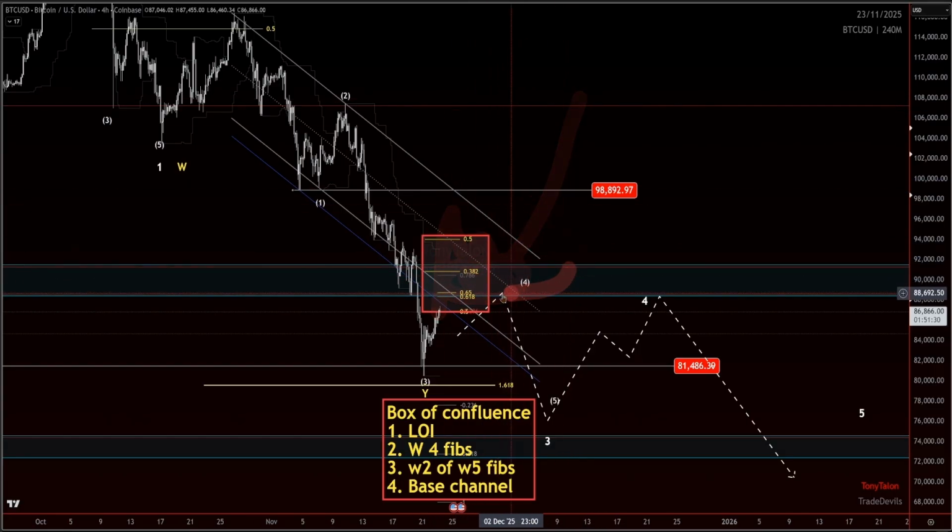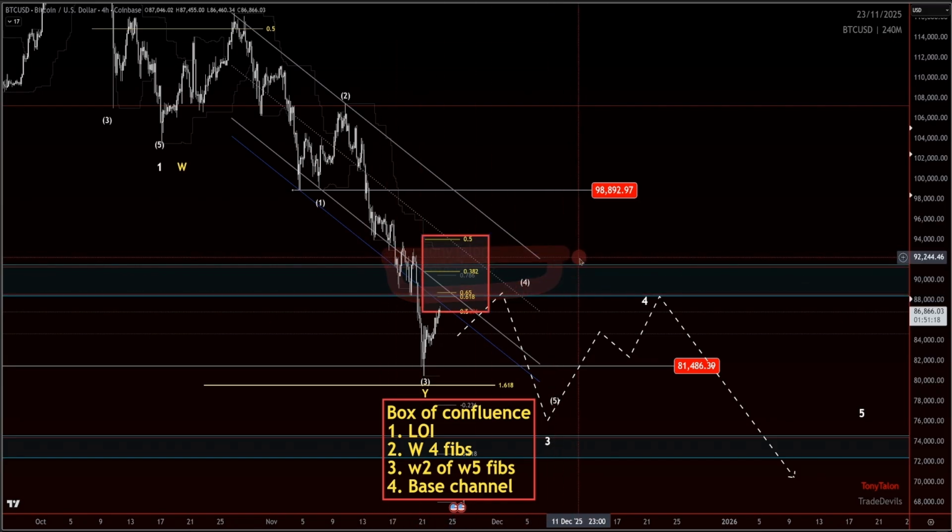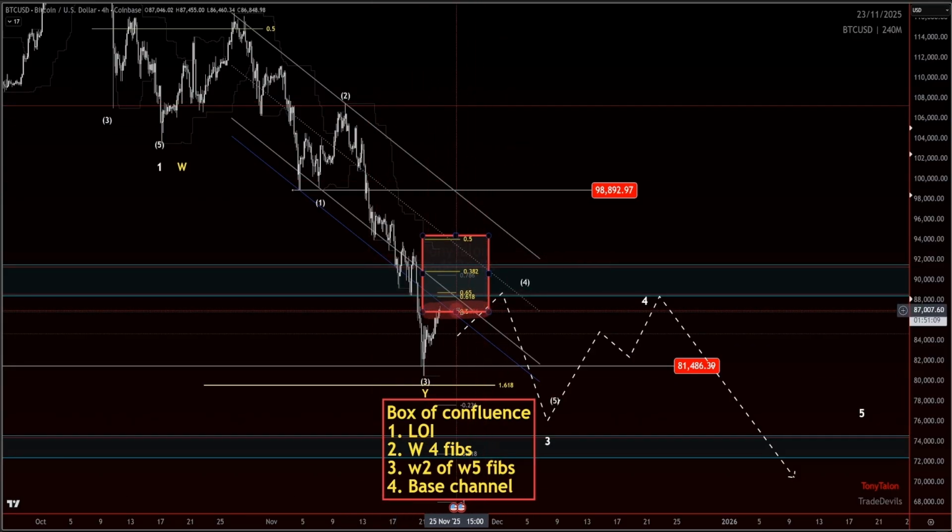So level of interest can be used in either direction. That's why I like to play them a lot, and that's why they're a big part of my Confluence toolbox. So we got a nice level of interest here, wave 4 fibs. So I think this is wave 2. So we're at the 236 right now.